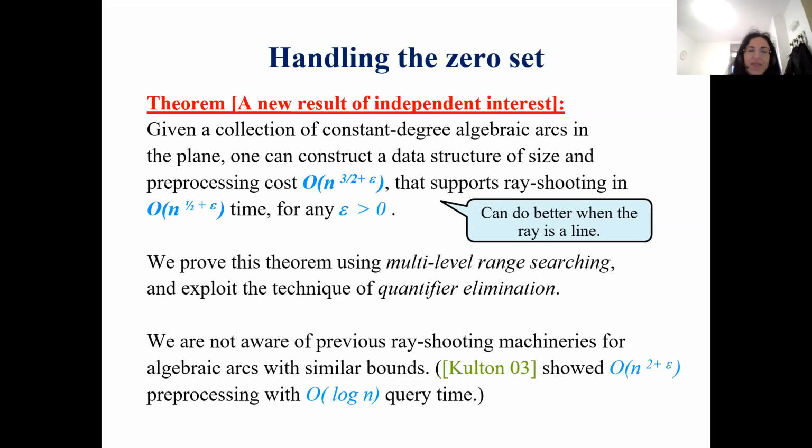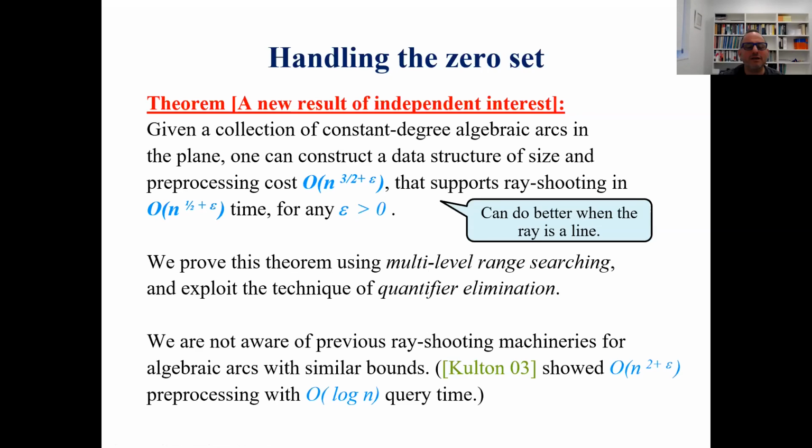In this case, we can actually reduce the preprocessing and storage cost to n to the 1 plus epsilon. Okay, so I'm not going to show this machinery, only mention that we use a couple of tricks. Among them is multi-level ray searching and the tool from algebraic geometry, the so-called quantifier elimination. They are all hidden there.